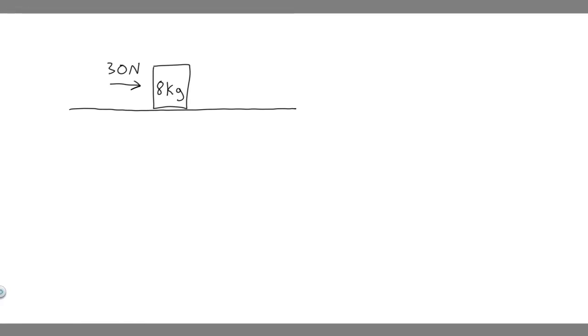In this problem, we're told a force of 30 newtons is applied in the positive x direction to a block of mass 8 kilograms at rest on a frictionless surface. A, what is the block's acceleration? And B, how fast is it going after 6 seconds?